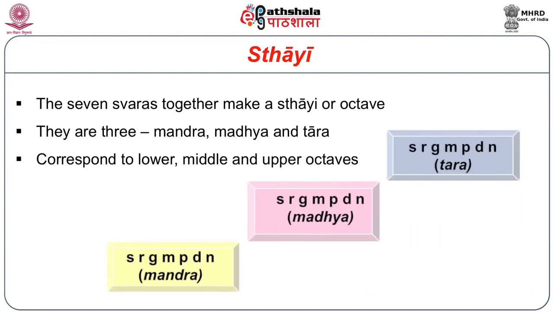Now, the 7 swaras sa, ri, ga, ma, pa, da, ni together form an octave. So, octave is also called as thayi. In music, we have 3 octaves recognized. The singing of sa, ri, ga, ma, pa, da, ni, the same set of swaras as I started and showed it to you now, that is called as the madhyasthayi, the middle octave. I'll just show it to you.